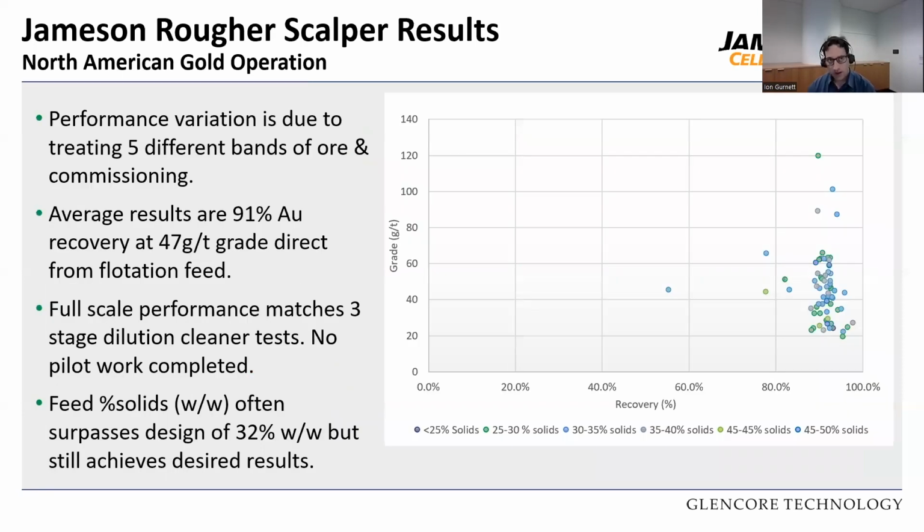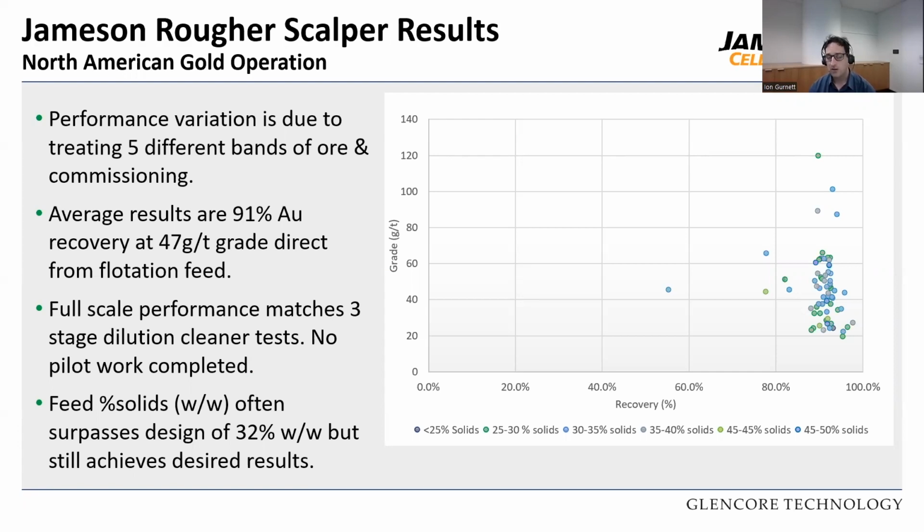Another one closer to home is a Jameson rougher scalper that we put in North America. This is a North American gold operation, and the really interesting thing here was we expected some performance variation due to 5 different bands of ore that was expected. But in all applications, the average results have been around 91% copper gold recovery at 47 grams per ton grade. Now, that's from direct flotation feed. Their target point was around there.